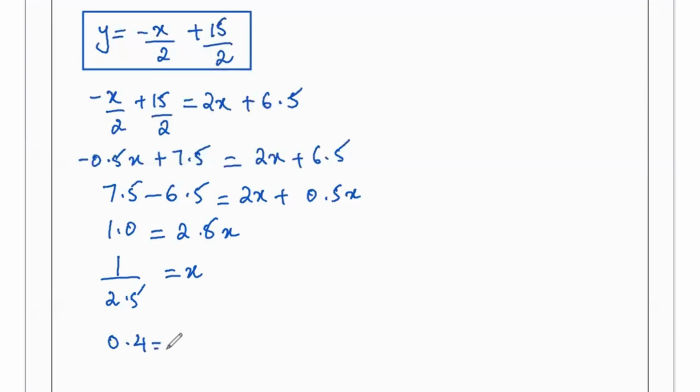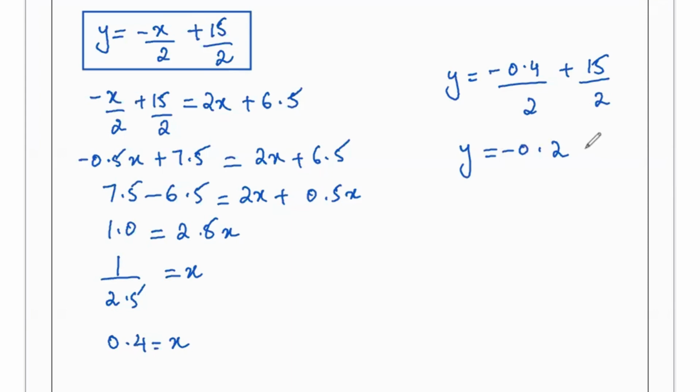So 0.4 is x, and for y, you can just put the value back into either of the equations. Negative 0.4 over 2 plus 15 over 2, which is negative 0.2 plus 7.5, and that gives y equals 7.3. So the coordinates of E are x equals 0.4 and y equals 7.3. That's your answer.